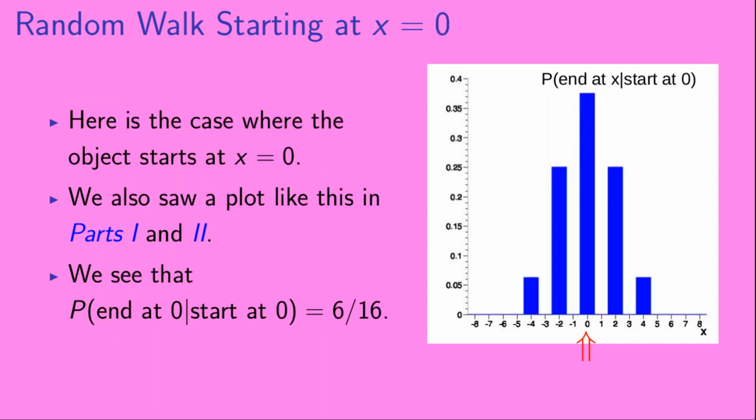Here is the case where the object starts at x equals 0. We saw a plot like this in parts 1 and 2. We can see that the probability for the object to end at 0, given that it started at 0, is equal to 6/16.